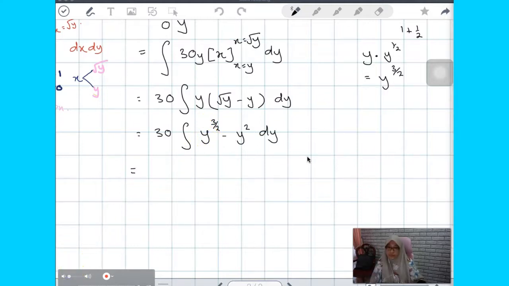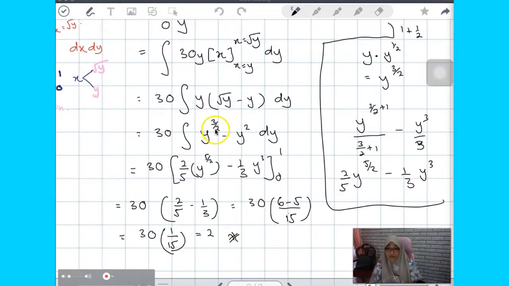The expression looks messy, but it can still be integrated easily. You have y to the 3 over 2. When you integrate, you add 1 to the power, so 3 over 2 plus 1, divided by 3 over 2 plus 1, and then y cubed over 3. When we simplify this expression and replace the limit of y from 0 to 1, finally we got 2.